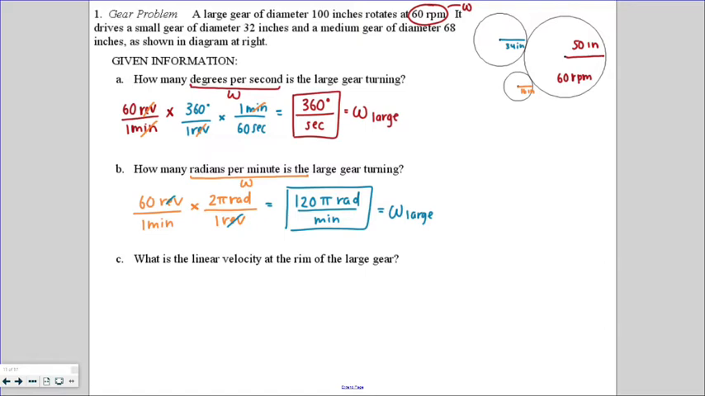Okay, so then finally we get to part C, which is actually going to require us to solve for something using the equations that we've got. What is the linear velocity at the rim of the large gear? So linear velocity, we've got an equation for that. That is angular velocity times r.